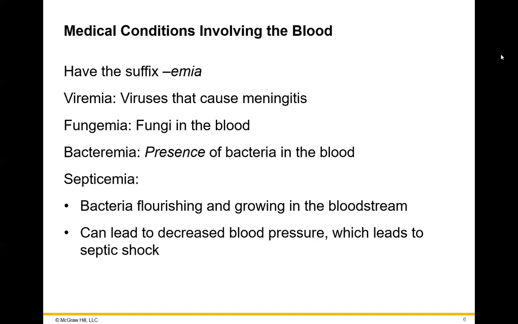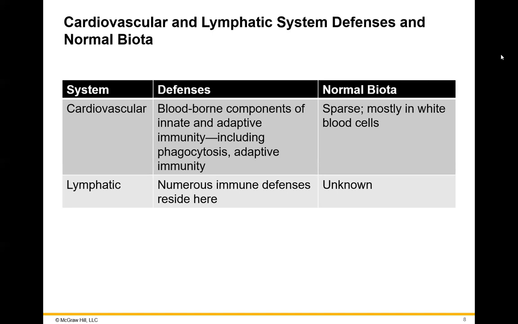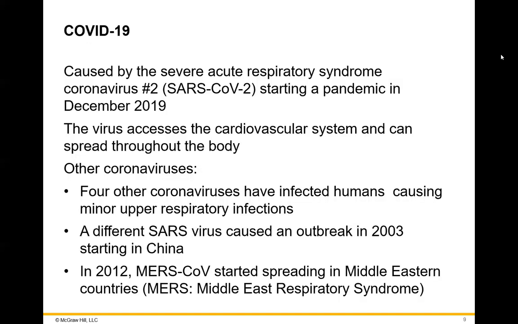Fungemia, fungi in the blood. Bacteremia, any presence of bacteria in the blood. If those bacteria are flourishing and growing in the bloodstream, like an actual infection of the bloodstream, then that is septicemia, which can lead to shock and severely decreased blood pressure and eventually death, as well as disseminated inflammation. We consider this a closed system because the blood itself isn't leaving the area. Sometimes the fluid and some of the white blood cells will leave, but they will re-enter back into the circulation of everything.